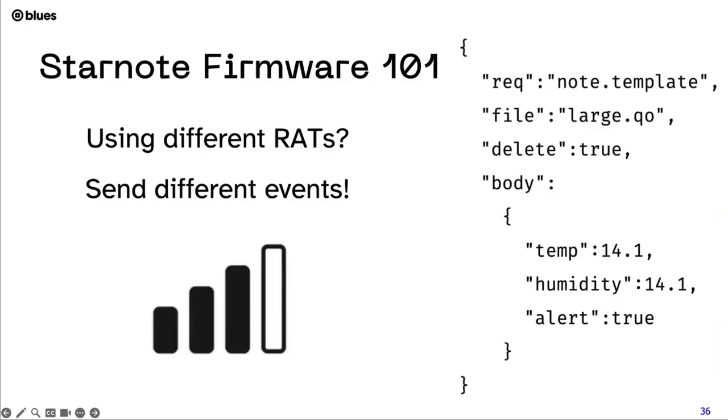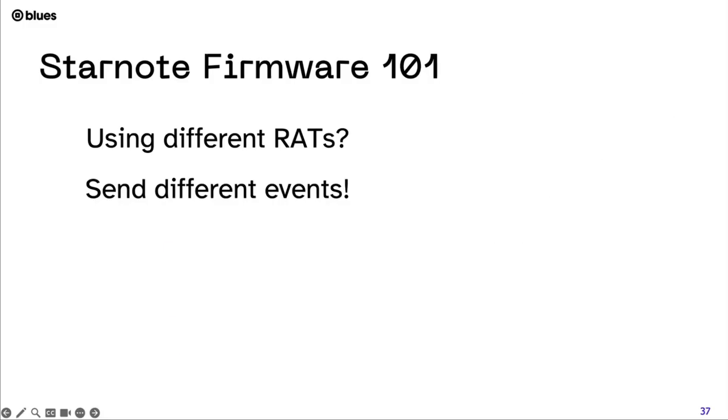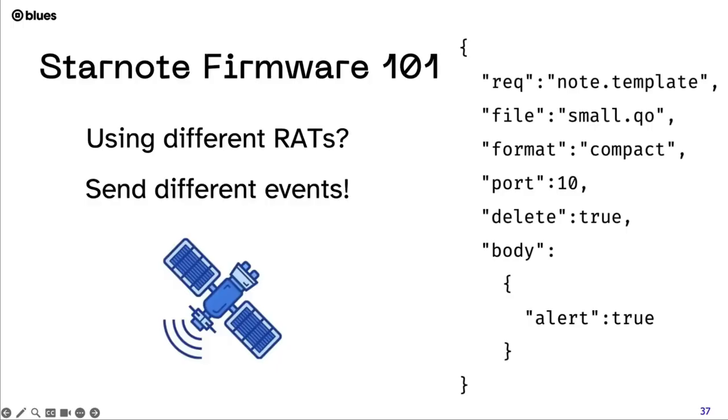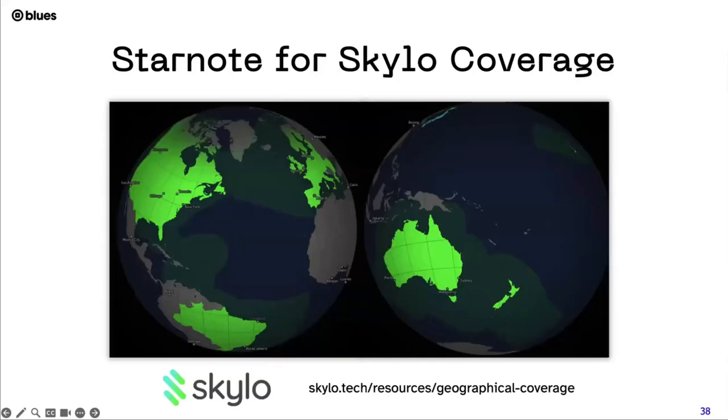You're going to use some commands, and I'm not going to get into the details here, but there's a note.template request that we provide that allows you to say, I only want to send this data over cellular. You can look at the body here, that's a larger payload. Whereas on satellite, we're going to condense that payload down. There's a lot that's going to happen on the note card that's going to compress the packet size down as small as possible to make sure that you're not using too much of your data allocation.